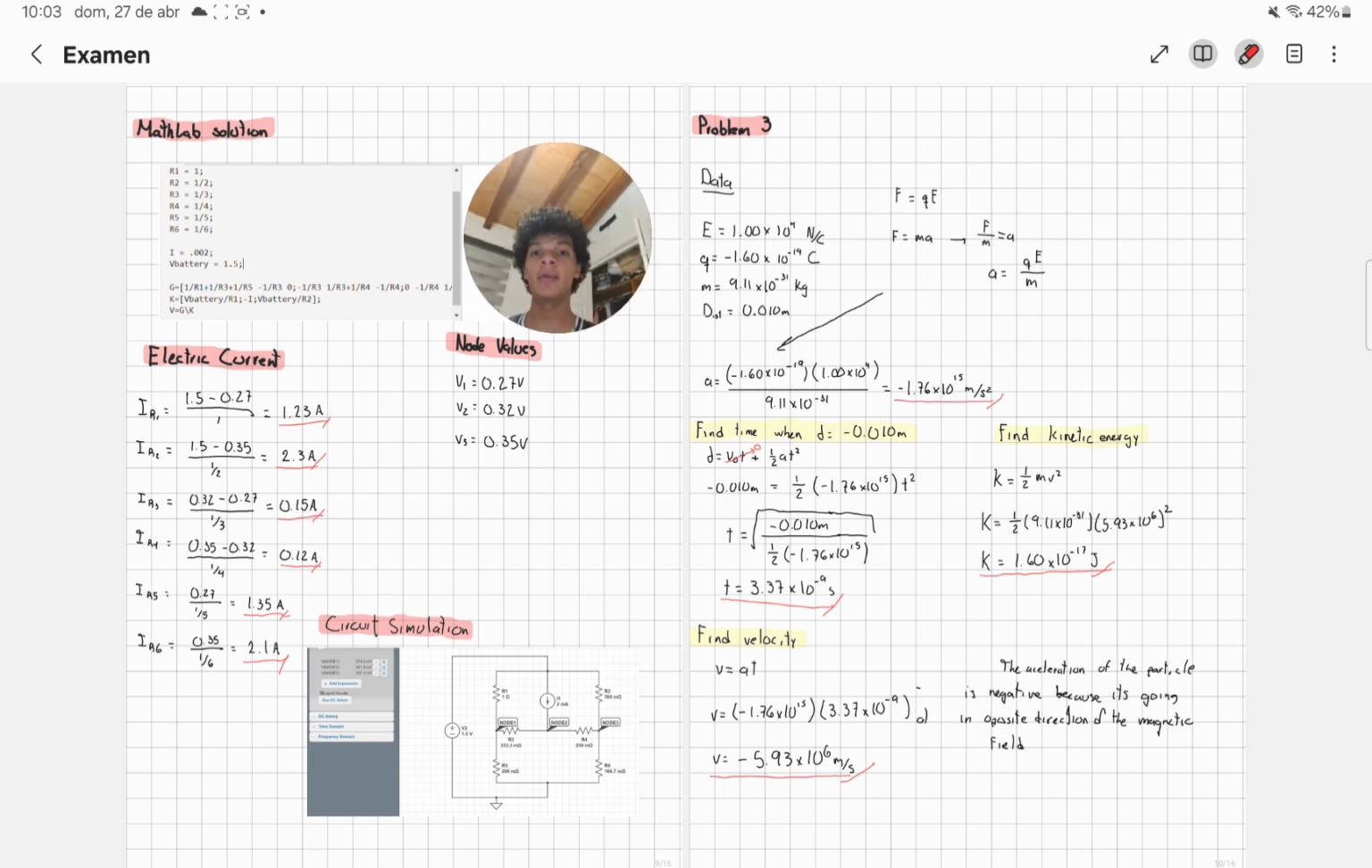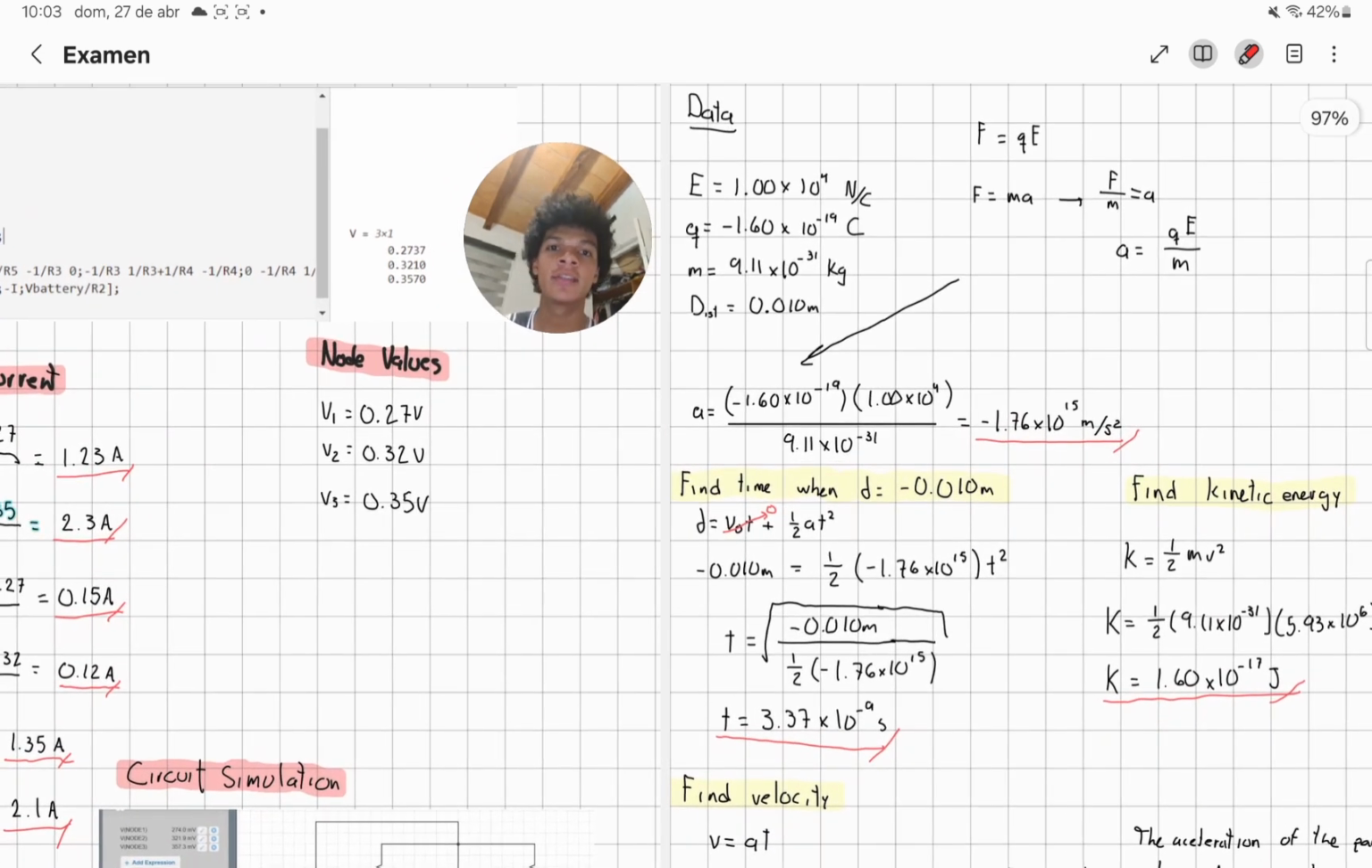In problem 3, we have to find some values according to a particle and a battery of 100 volts, as we can see here. So the values that the problem gives us are these ones.